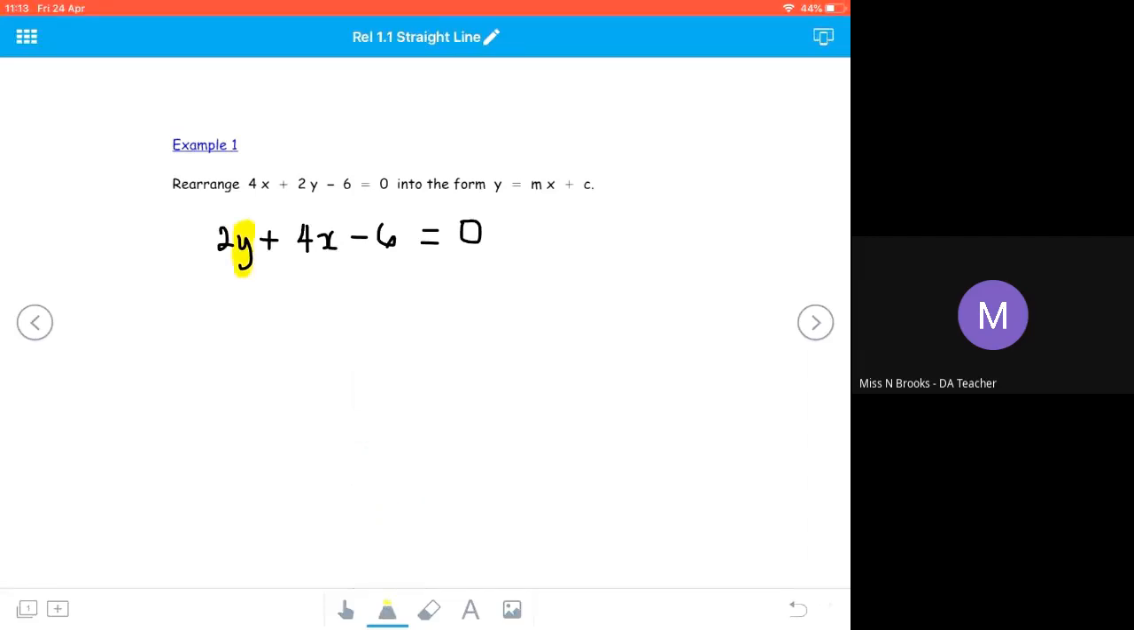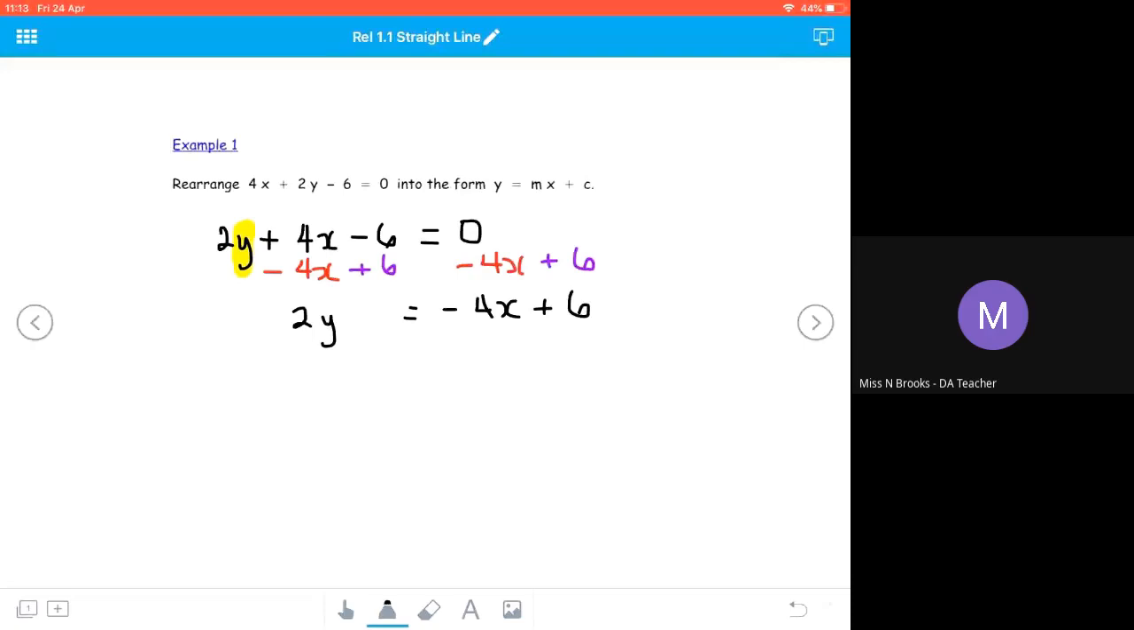Now, first of all, I need to get rid of the other terms that don't have a y in them. So I'm going to take away 4x from both sides, because that's the opposite of add 4x. And I'm also going to get rid of that take away 6, and so that's a plus 6. So I'm going to be left with 2y equals negative 4x plus 6.